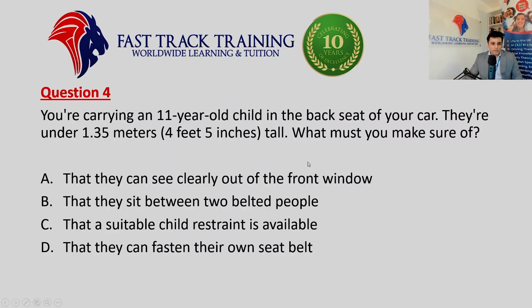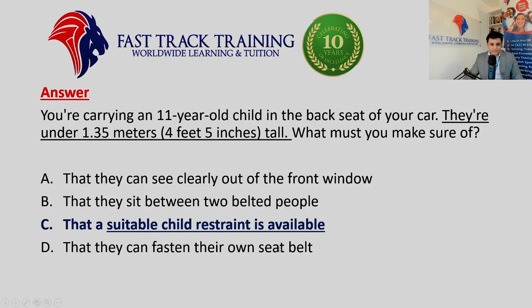You're carrying an 11-year-old child in the back seat of your car. They're under 1.35 meters, 4 feet 5 inches tall. What must you make sure of? That they can see clearly out of the front window, that they can sit between two belted people, that a suitable child restraint is available, or that they can fasten their own seatbelt. Suitable child restraint means a child seat. The language here is child seat if they're under this height.